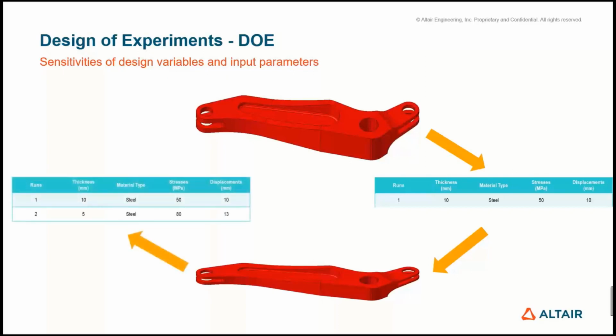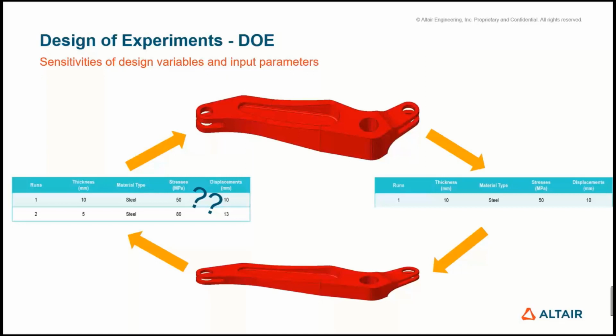So you conduct that and then you realize that within your second run, half the thickness doesn't actually give you twice the amount of stresses or twice the amount of displacements. So from this point, you don't really understand the relationships between your input parameters and your output parameters. Your input parameters would be what it is within your design you're willing to vary, like your thickness or your material type, and your output responses would be the results that you care about.